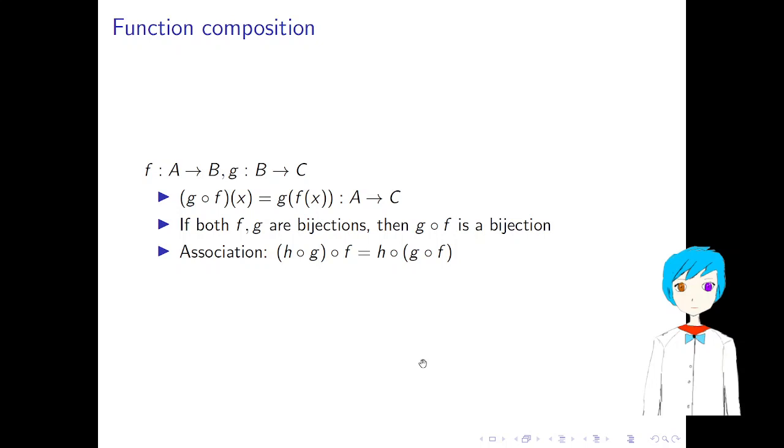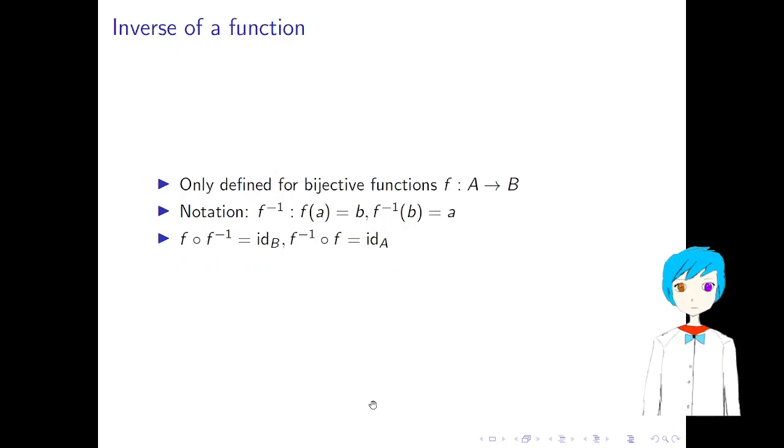We can also define the inverse of a function for bijective functions. The inverse of a function is only defined for bijective functions from A to B. It is denoted by f inverse, f to the minus 1. So if f(a) equals b, then f inverse of b equals a.